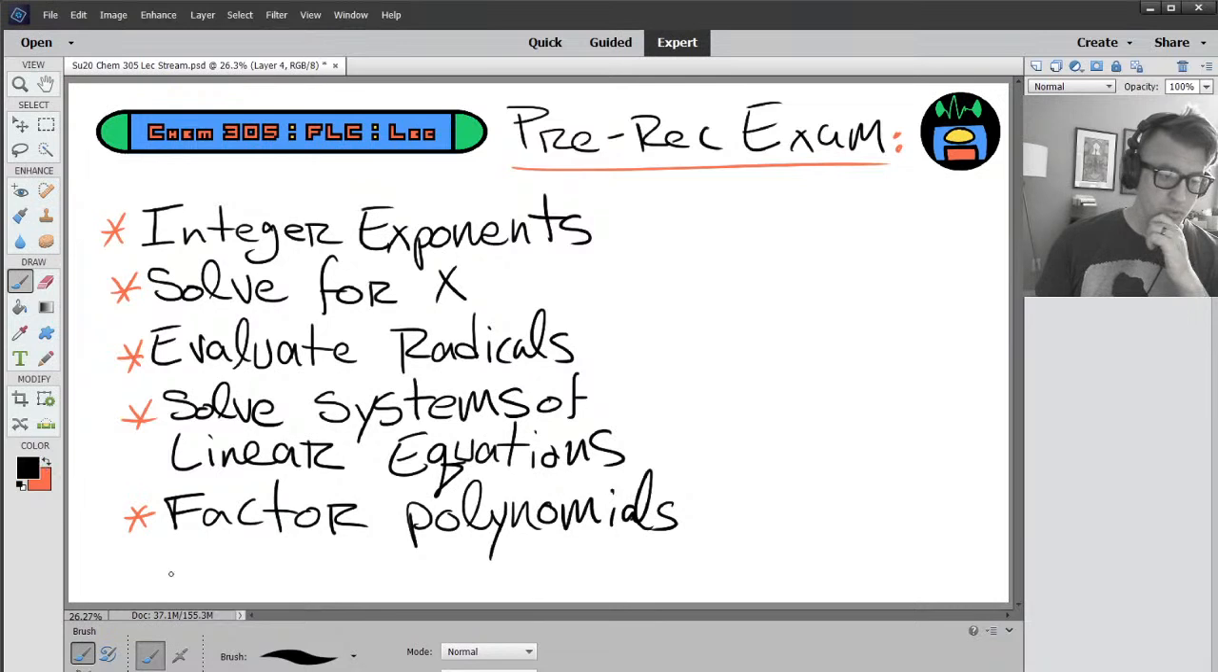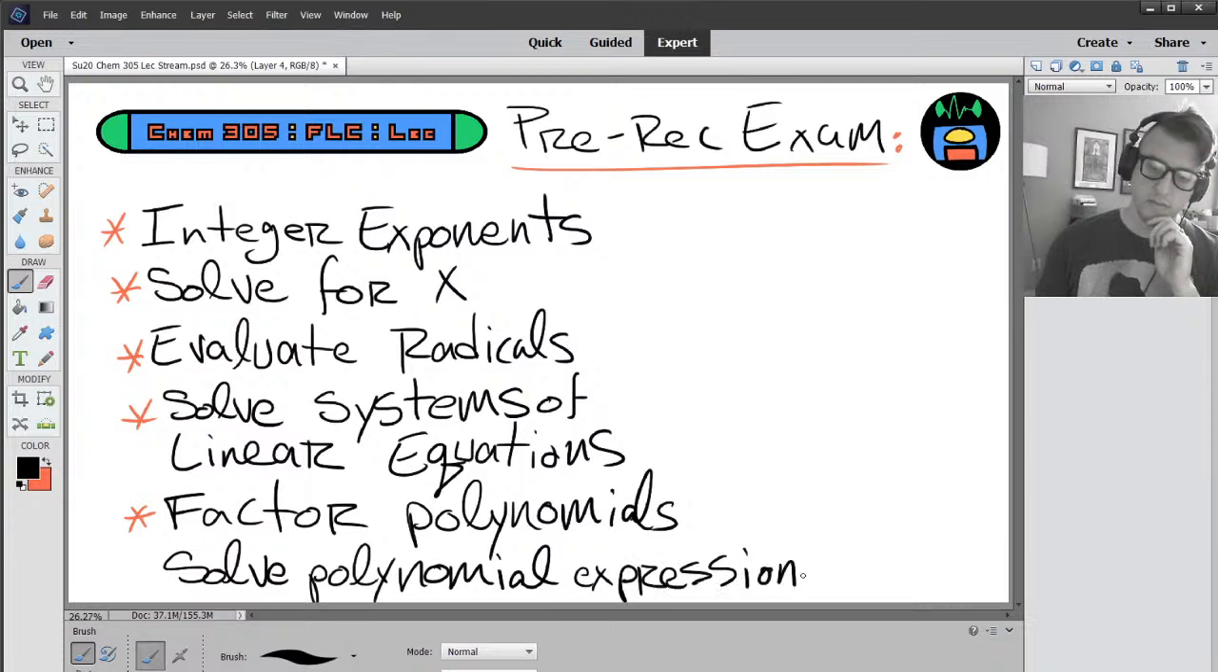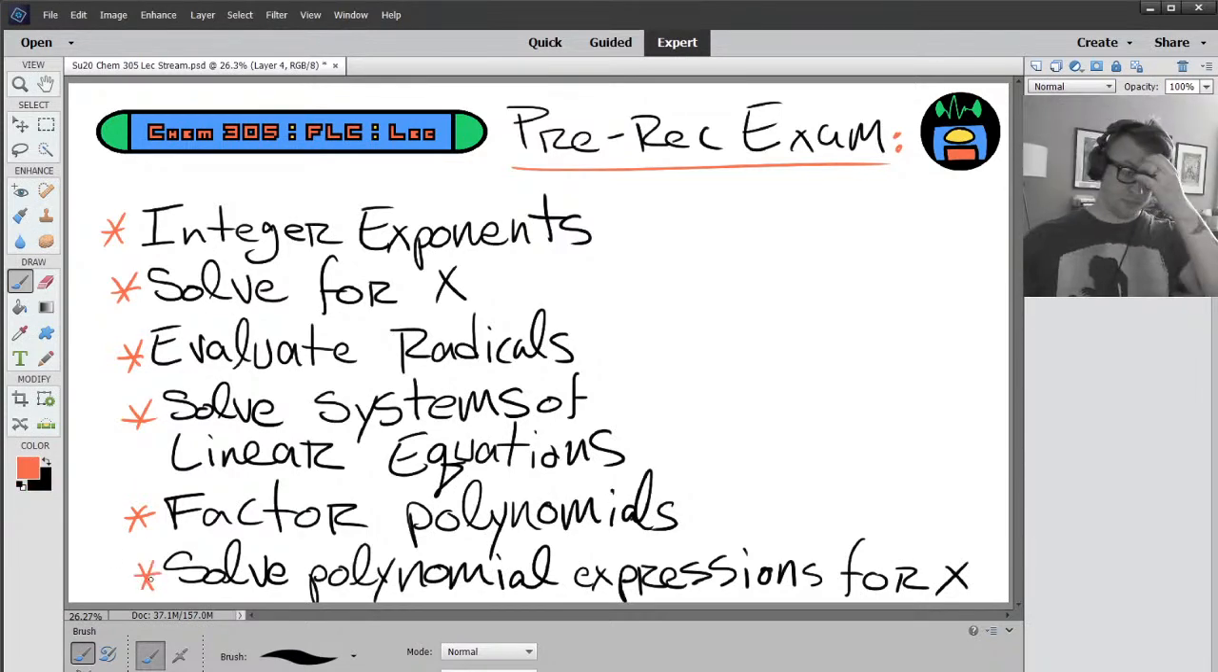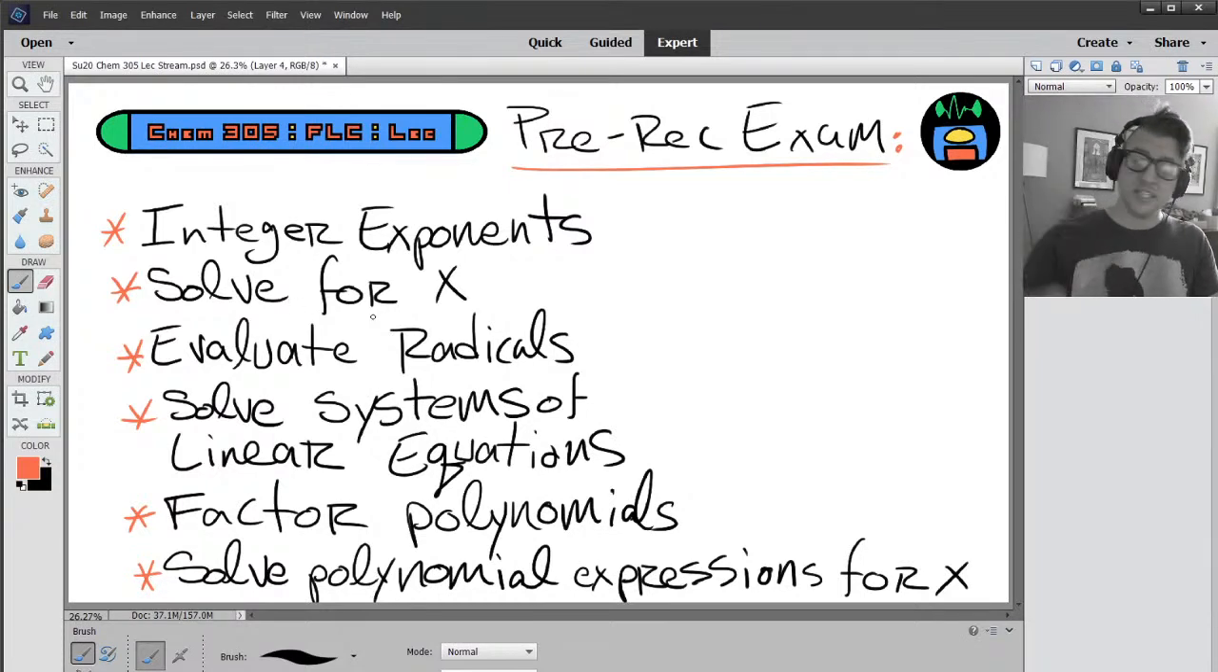And you have to be able to solve polynomial expressions for x. All right, and that is a Pre-Req exam. So if you're rusty on these things, this is what you should focus on.